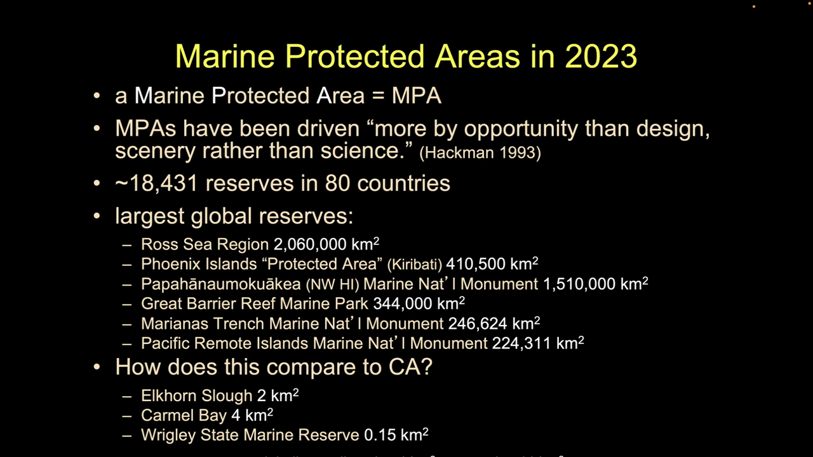Okay, as of this month, the database says we have 18,431 reserves. These are marine protected areas in more than 80 countries. I'll just say we have some very, very large MPAs in terms of two-dimensional extent, in terms of acreage, in terms of size. So the largest one was just designated before COVID. It's called the Ross Sea region. This is down in Antarctica. And this is a bit more than 2 million square kilometers. This is a huge area that is getting protection.